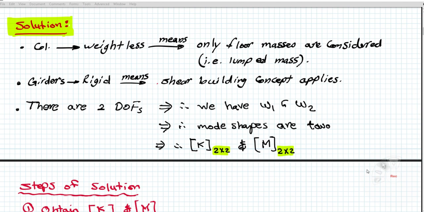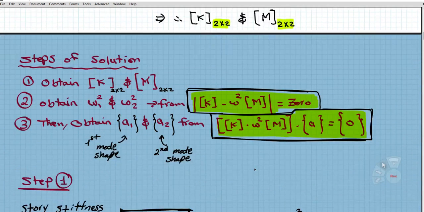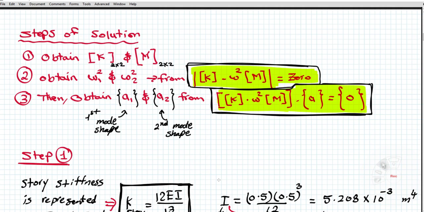Okay, now let's go next and see what the steps of solution are for us. First of all, we need to remember that we need to put a strategy for the solution. Number 1, we need to obtain the stiffness matrix and the mass matrix. So we need to know what the elements of the stiffness matrix and the mass matrix are.